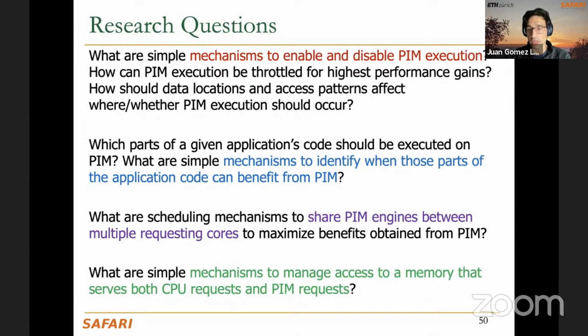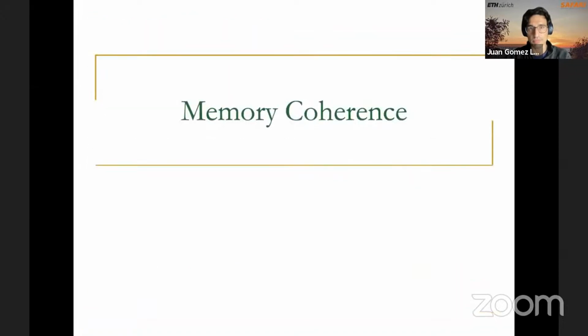And observe that this also opens not only interesting mechanisms for scheduling decisions, but also security considerations that need to be taken into account and hopefully will be studied in the near future. And simple mechanisms as well, how to manage the access to a memory that serves both CPU requests and PIM requests. And again, this relates to efficient access to memory, and also there might be some security considerations as well.